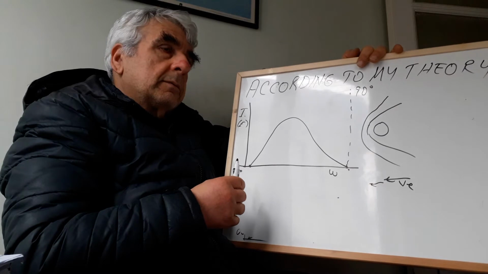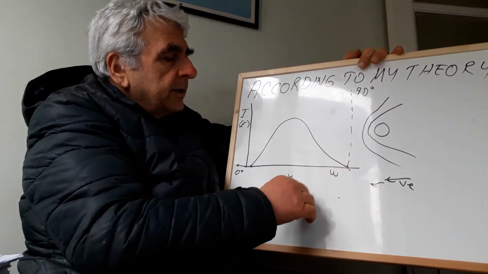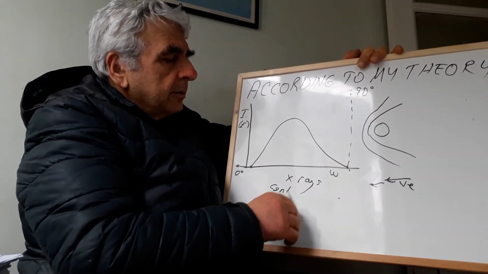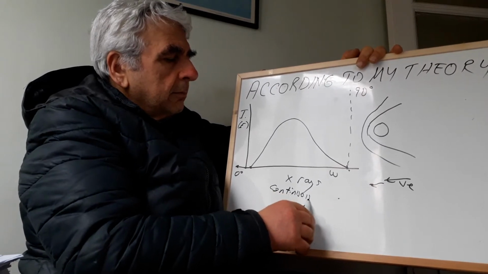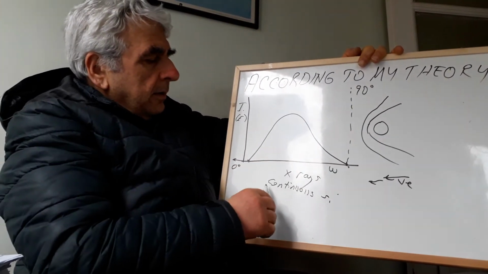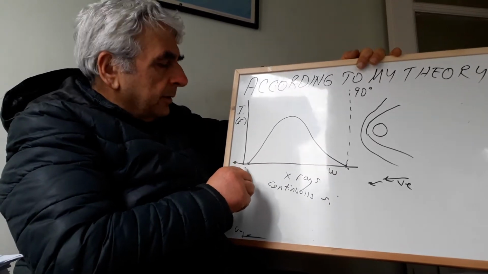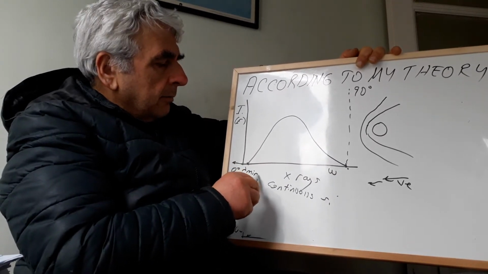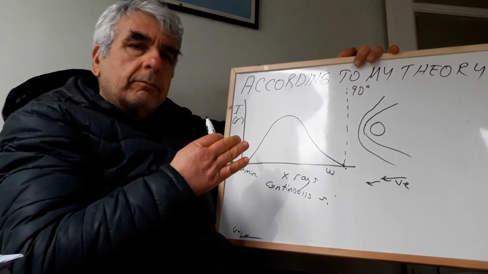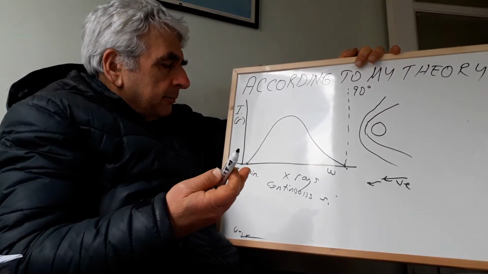Usually, in accepted physics theories, in the X-ray continuous spectrum graphs, this point is called lambda minimum, they say, only lambda. But nobody explained this. Lambda, only lambda, wavelength.